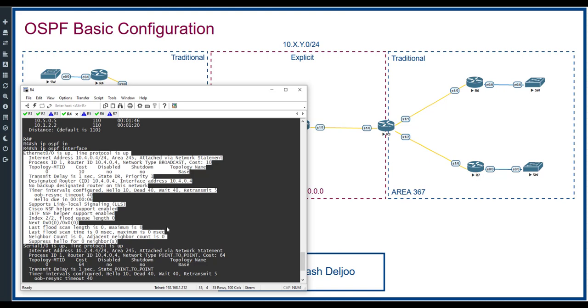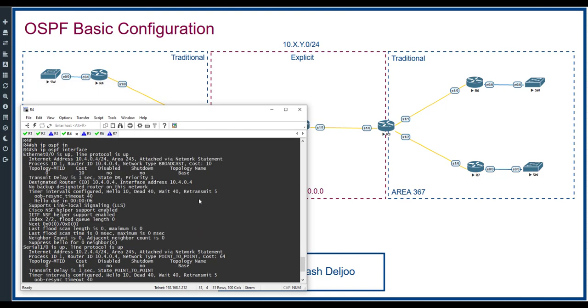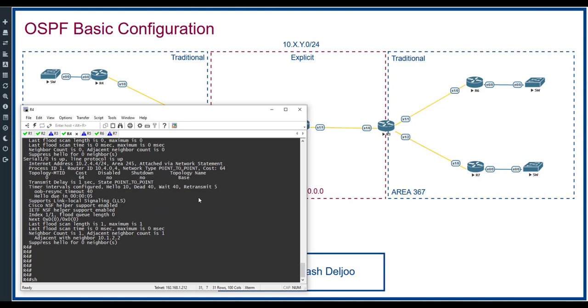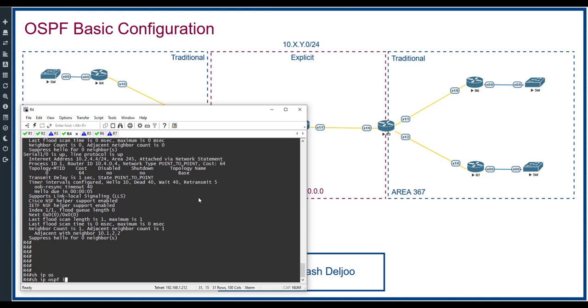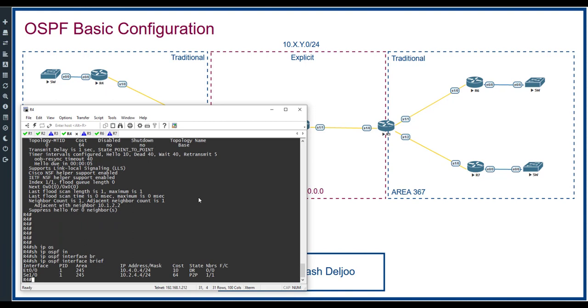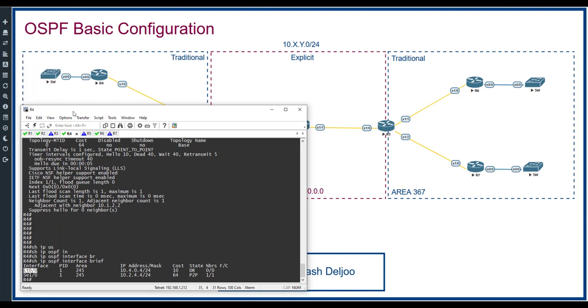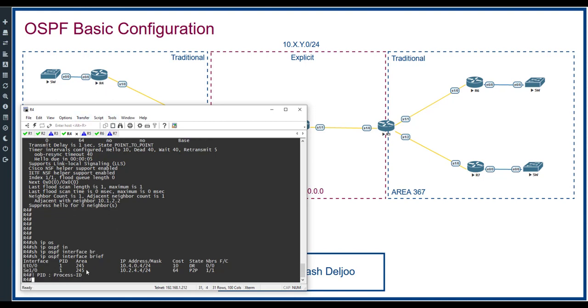In most cases, we need only one line of information about the interfaces that OSPF is enabled on. Look here, with show IP OSPF interface brief, you can easily find that OSPF was enabled on Ethernet 0/0 and Serial 1/0. The process ID is 1. PID means the process ID. And also here you can see that the area is 245.